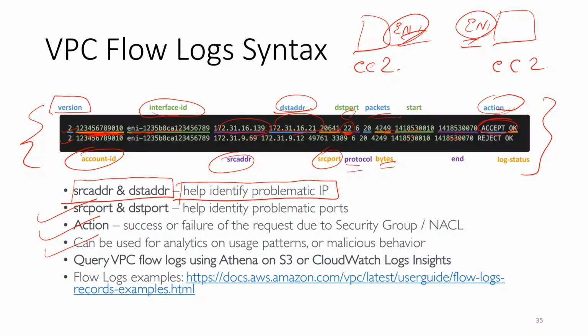You can even, after your analysis, create a dashboard in, for example, what is that service, I forgot that service name for some reason. It's an interactive dashboard. No issues. Query VPC flow logs using Athena on S3 or CloudWatch Logs Insights, right? Using Athena, you will be able to query directly on S3. So I hope you have understood about VPC flow logs.